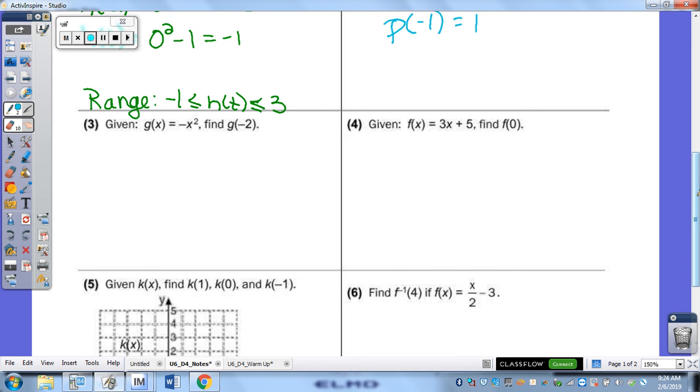Number 3, we're given g of x equals negative x squared. They want us to find g of negative 2, so that tells us we're just plugging in a negative 2. We've got this negative sign here in front of the x squared. That's still going to be hanging out there in front as you square the negative 2. So what is negative 2 squared? Positive 4. And then because of this negative sign out in front of our parentheses, it turns it into negative 4. So g of negative 2 is negative 4.